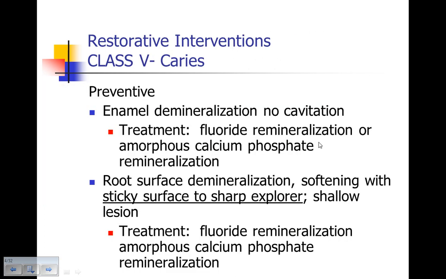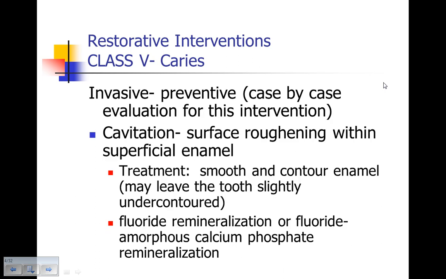The preventive aspect of treating Class V carious lesions is that besides a restoration replacement, we may do some type of enamel remineralization, treating with fluorides, treating with amorphous calcium phosphate for remineralization. In fact, we may decide not to restore an area with caries because the caries is in the initial stages and it's remineralizable.